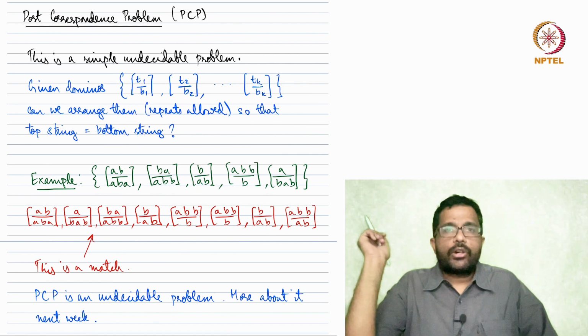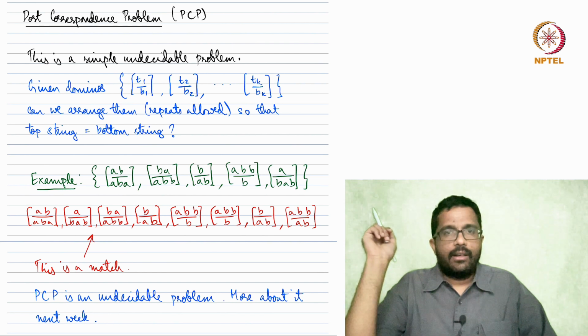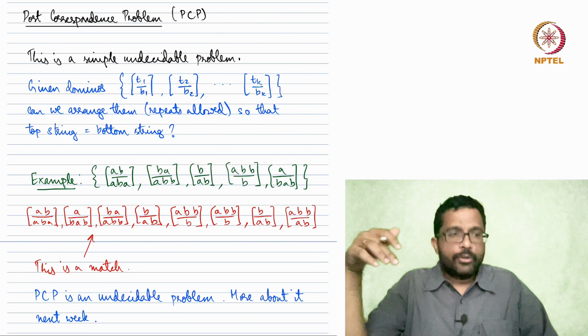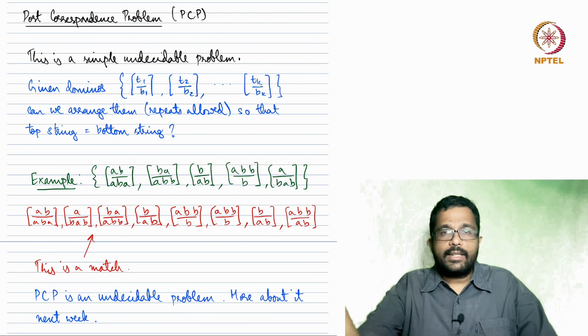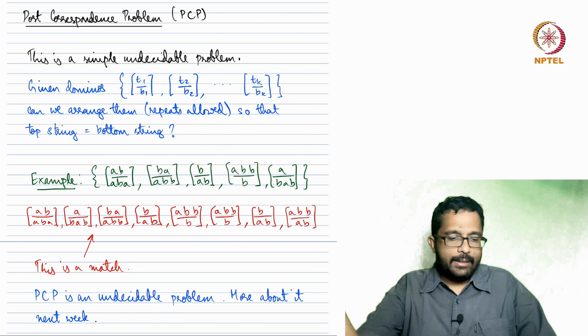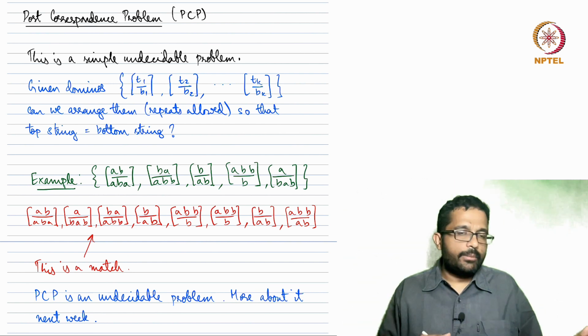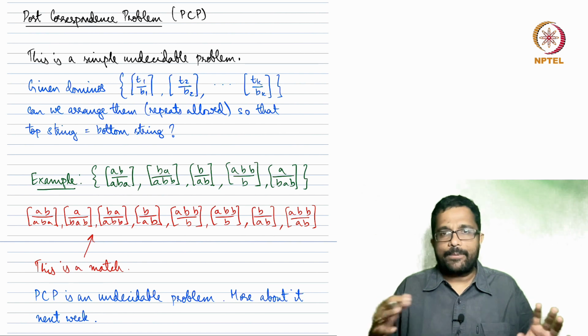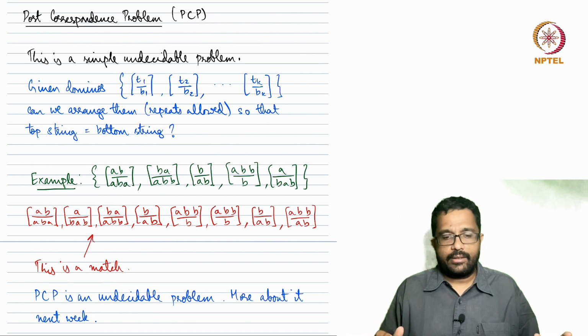This problem is called the Post Correspondence Problem, and the reason for discussing it is that so far the undecidable problems that we have seen are of the type like, is there a Turing machine that accepts this? Is there a Turing machine that recognizes an empty language? It's a very abstract kind of situation, right?